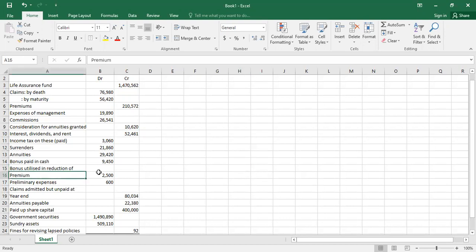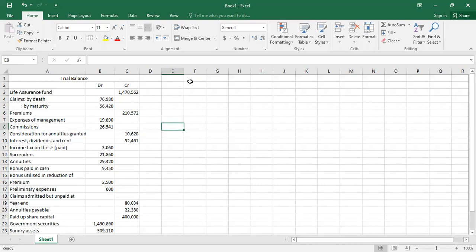So you can see we have the premium of 2.5. So we are going to add the 1.5, the bonus utilized in reduction of the premium. You're going to get 4,000, right? Then I have accrued interest of 15.4, and the outstanding premiums are 7.4. So no big deal. We can adjust those accounts as we go on. So let's go to the first account, which is the revenue account.